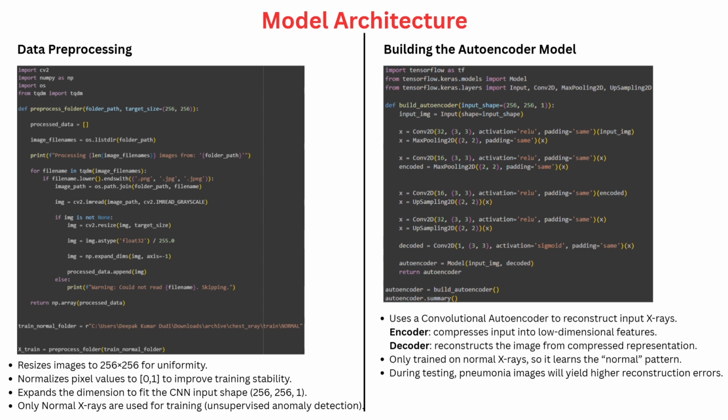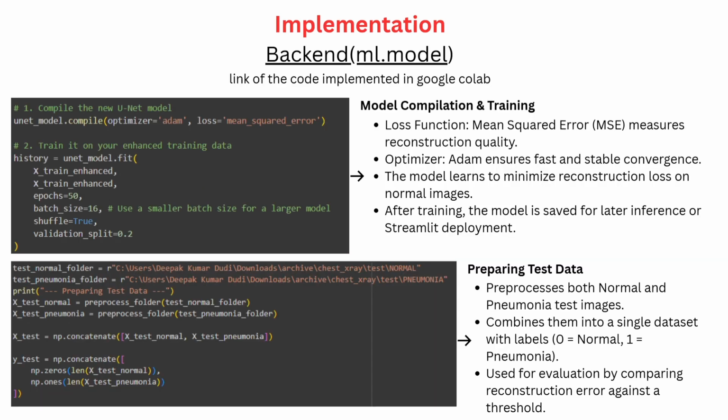Because it only sees normal lungs during training, the model learns the normal pattern. During testing, an X-ray with pneumonia, which is structurally abnormal, will result in a significantly higher reconstruction error than a normal one.